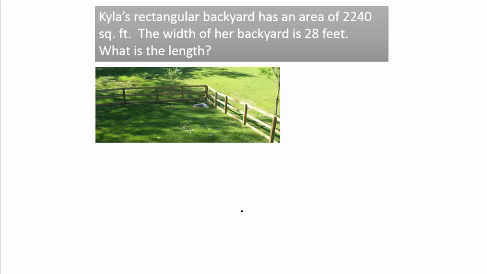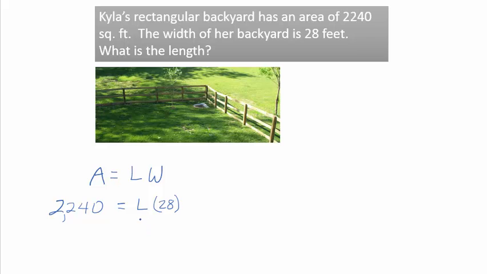Okay, here's a nice green lawn. Kyla's rectangular backyard has an area of 2,240 square feet. The width of her backyard is 28 feet. What's the length? Well, we know that the formula for the area of the rectangle is area equals base times height, or length times width. Since we use the words length and width in this problem, we'll use LW for length times width. And it says the area is 2,240. We want to know the length, so we don't know that, but we do know the width is 28. So there's our problem: 2,240 equals L times 28.